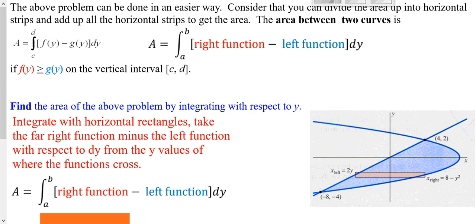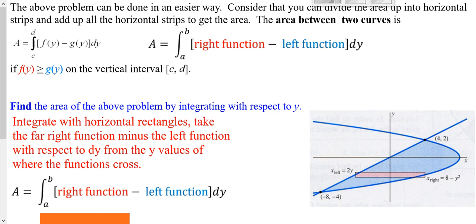Now, just like we've been doing big function minus small function, and when you're going up and down, big is on top, small is on the bottom. Well, it even works if you're going sideways, except if you're going sideways, your big would be what's on the right, and your small would be what's on the left, because when you're going left and right, what's on the right is big, what's on the left is small. Just think of a number line.